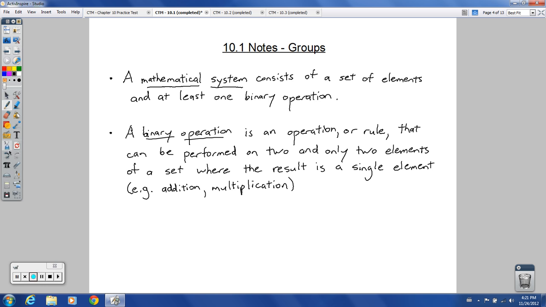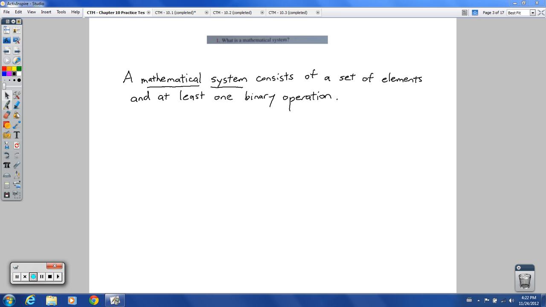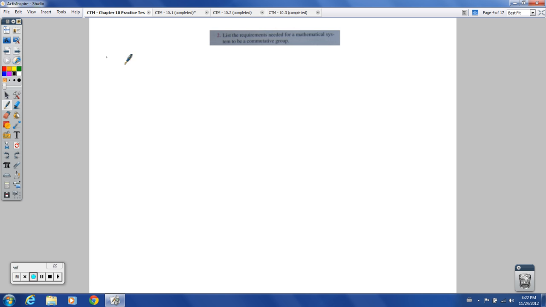And to save us a little bit of time in this video, I'm just going to copy and paste that. The book more simply states that it is a set of elements and a binary operation. We've said at least one binary operation, but either one will work there. So let's move on to number 2.